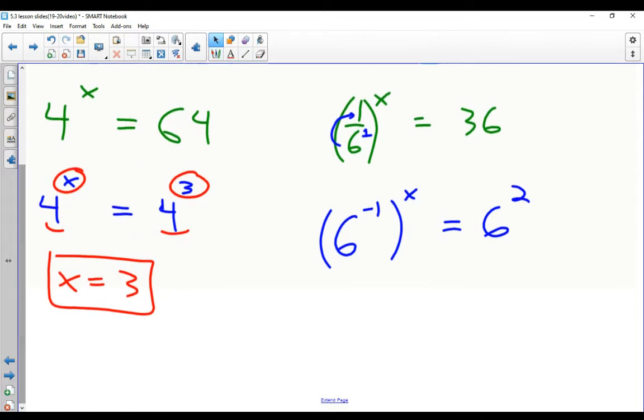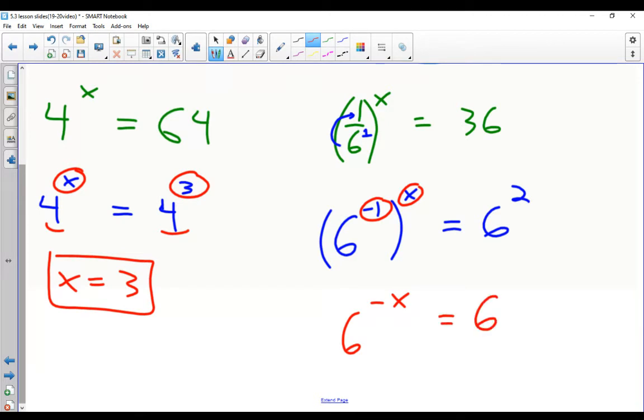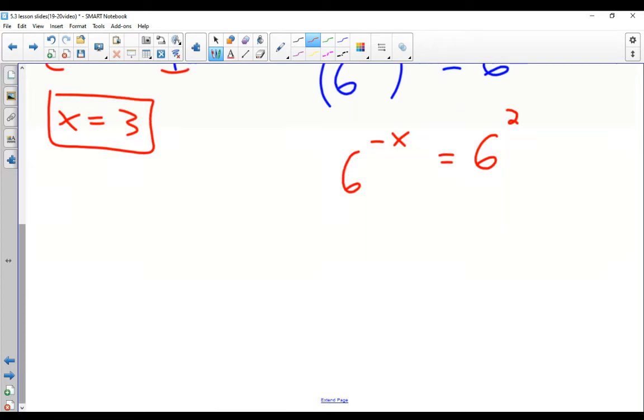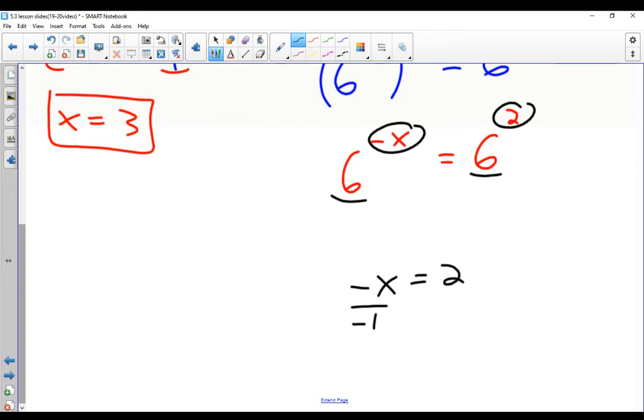Moving on from there, you'll have to multiply the -1 and the x, so that just gives you -1x or -x. So 6 to the -x equals 6 squared, and voila, your bases are the same, so you can take your powers and set them equal. So -x equals 2. Then just divide by that negative sign or that -1, and you get x equals -2. Done.